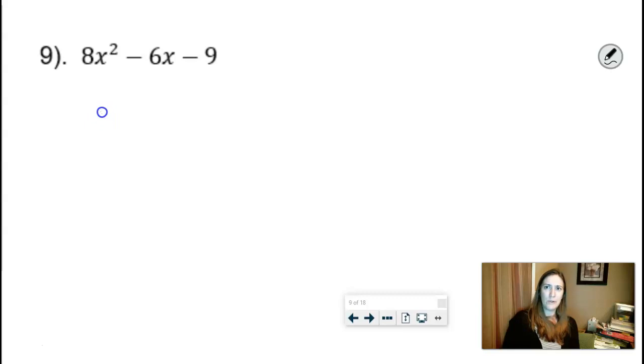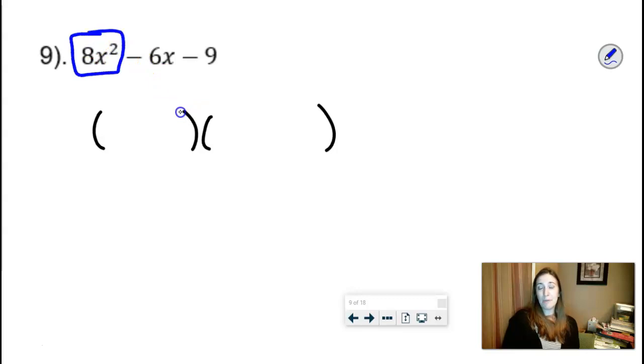But we do have to reverse foil this one. Now this one, a little tricksy. 8x squared, that is no longer a prime coefficient. So 8x squared could be 8x and 1x, or it could be 4x and 2x.